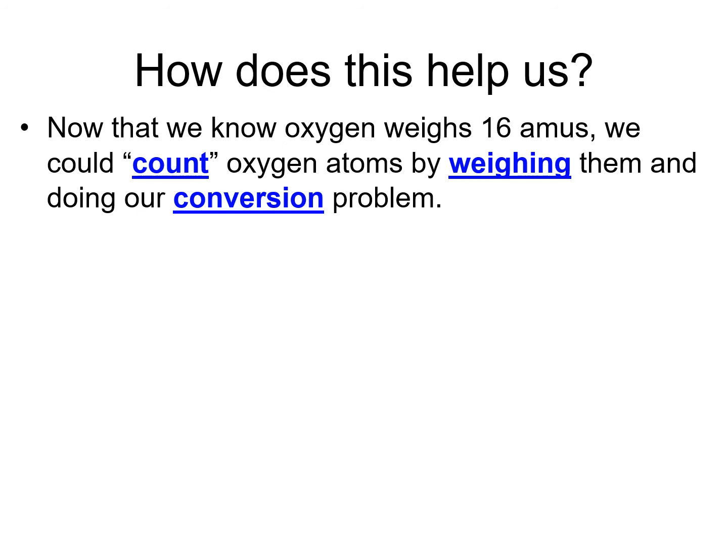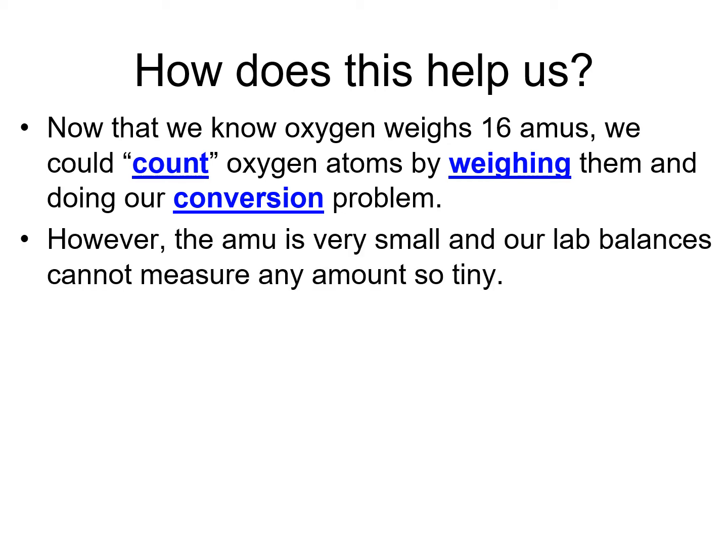Now that we know that oxygen weighs 16 atomic mass units, we can count oxygen atoms by weighing them. We could do a little conversion problem. That's our goal. We want a substitute for counting. We think that by weighing or taking the mass of something, we should be able to do a conversion and get a count. The problem here is that our mass unit is the atomic mass unit, and we don't know what that is. It's really, really small. It's much too small for us to actually measure in any practical sense in our lab.